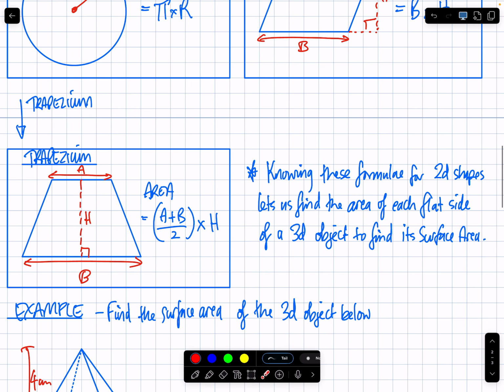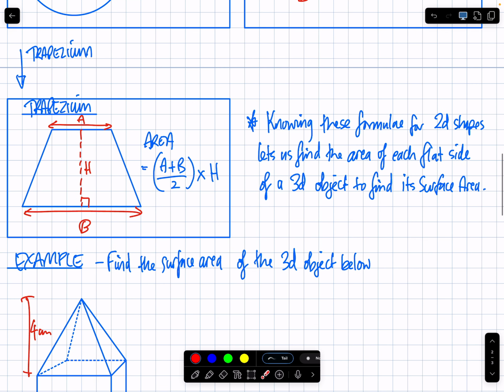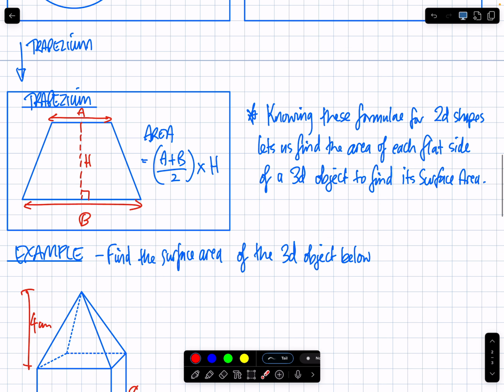The area of a trapezium is this. Can you get that down? And we'll do this answer together. The trapezium. How do you find the area of a trapezium? You find the length of A, you add it to the length of B, you divide that answer by 2, and then you times it by the height, which is straight up and down again.